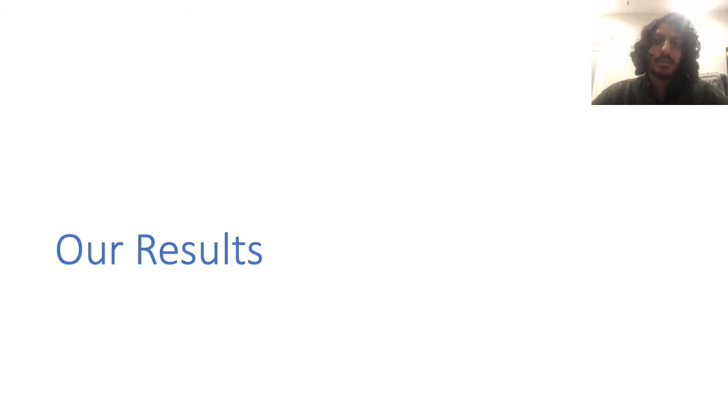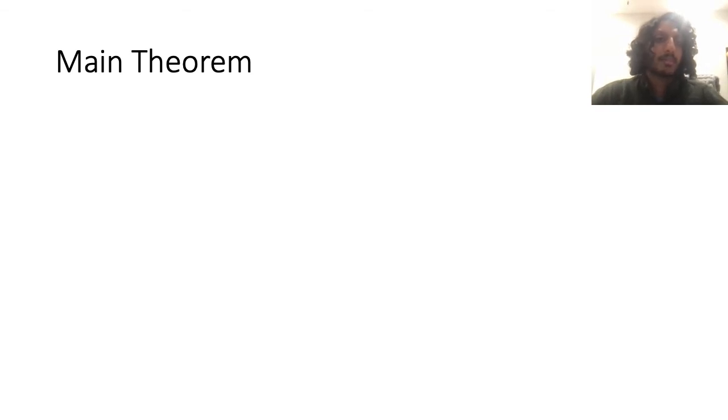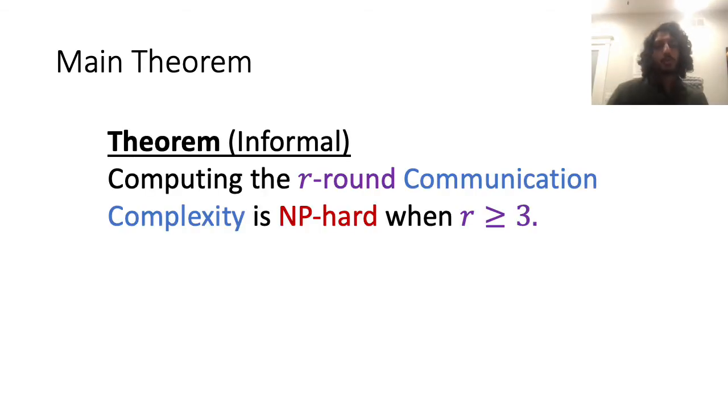So that brings us to our results. Let me begin by stating our main theorem informally, and then I'll come back and define some terms. Our main theorem informally is, at least if you limit yourself to the constant round setting, then computing communication complexity is actually NP-hard. Whenever r is greater than or equal to 3, computing r-round communication complexity is NP-hard.